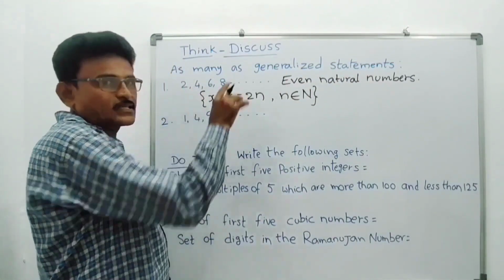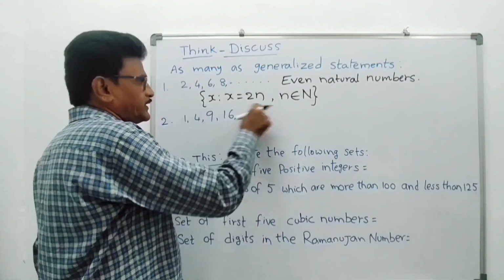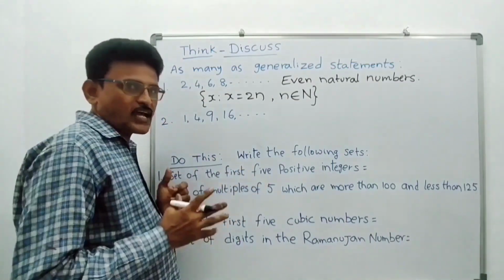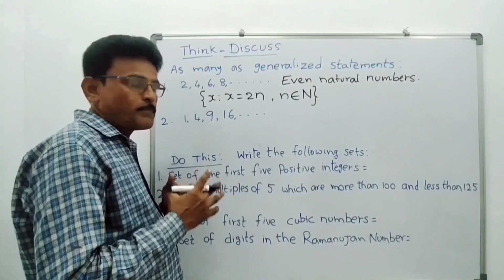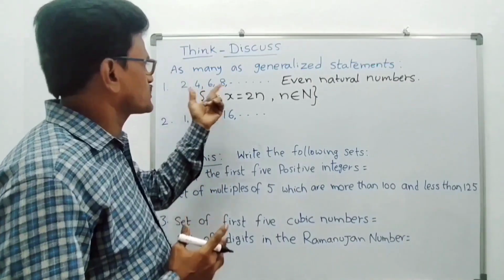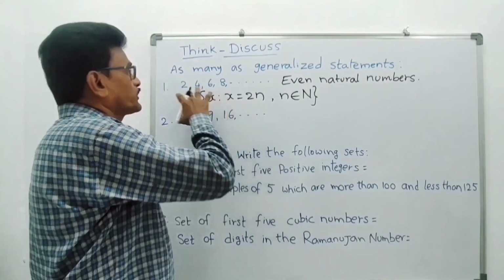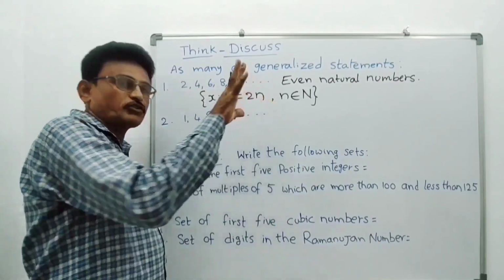Here it is list form, and here it is what? I told you already, sets are represented in roster form and set builder form. This is the roster form, this is the set builder form. In this way also we can represent. Or you can write the answer as multiples of 2.